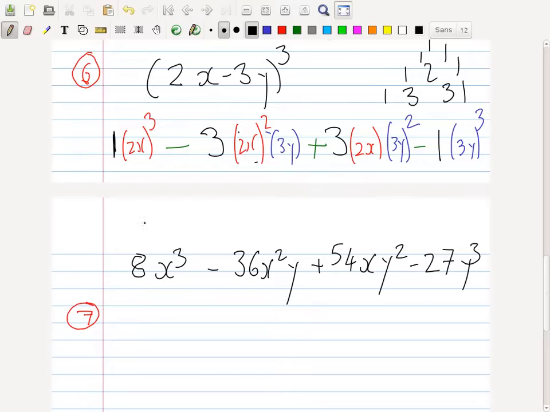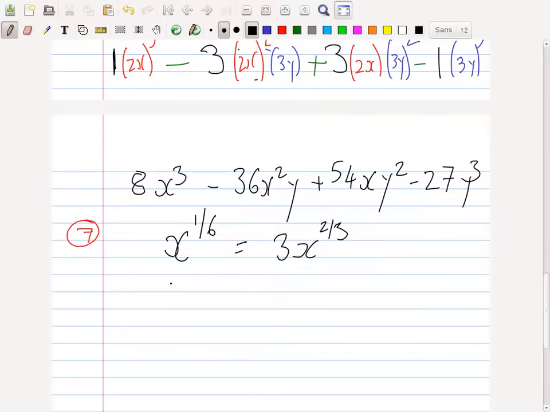Okay. Number 7 now. x to the power 1 over 6 equals 3x to the power 2 over 3. Okay, so what you do is just divide. So you get x to the power 2 over 3. That will equal 3.